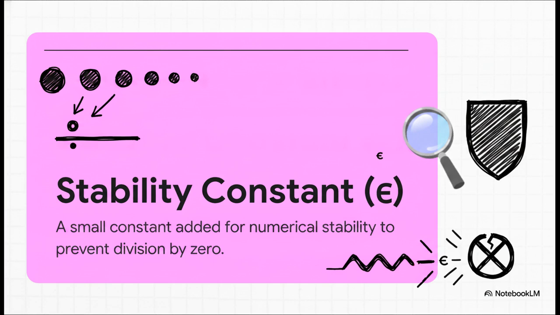Since we are eventually going to be dividing by our shock absorber term, a zero gradient could cause a catastrophic divide by zero error, instantly blowing up your entire model with not a number values. So simply adding this tiny epsilon to the denominator ensures the math stays robust and doesn't break no matter how flat that loss landscape gets.